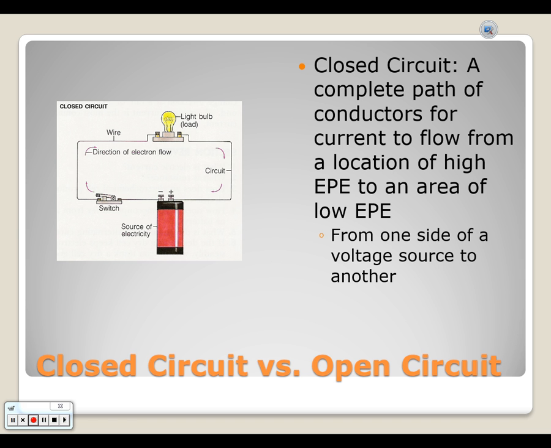So, closed circuit. A closed circuit is a complete path of conductors for current to flow from a location of high electrical potential energy to low potential energy. Right? Or from one side of the voltage source to the other side of the voltage source. A complete path of conductors we refer to as a closed circuit. And like we just discussed, those charges are going from high potential energy to low potential energy, or from the side of the battery they don't like to the other side of the battery that they do like.